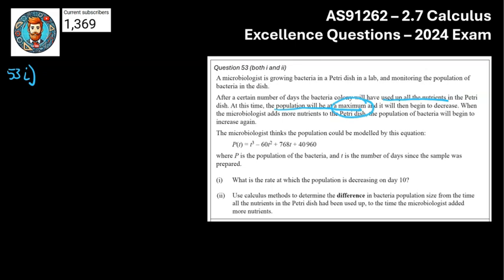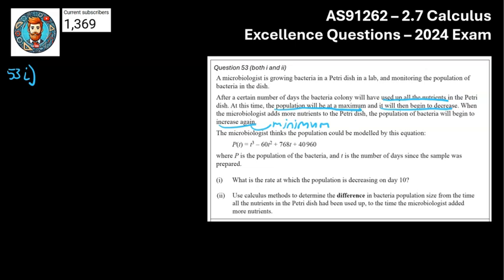Okay, so we've got the word maximum, so straight away I'm thinking something to do with turning points. It will then begin to decrease. Cool, that's some good information too. It will decrease until the microbiologist adds more nutrients. The bacteria will start to increase again. And again, I just want to note they didn't specifically mention the minimum, but that would happen at the minimum, right?